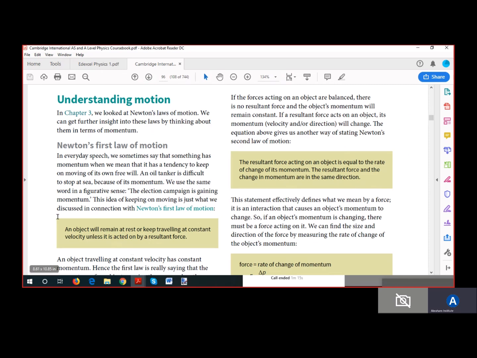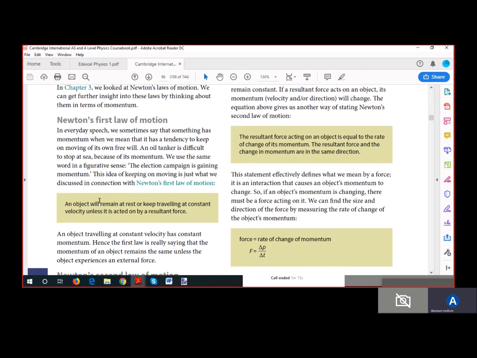Newton's first law, highlighted in green here, in the green box. You see, Newton's first law of motion: an object will remain at rest or keep traveling at constant velocity unless it is acted on by a resultant force. Very simple. Okay, so an object will remain at rest. That means an object will remain stationary, will remain as it is. Or if it is traveling at a constant velocity, it will just continue to do that.